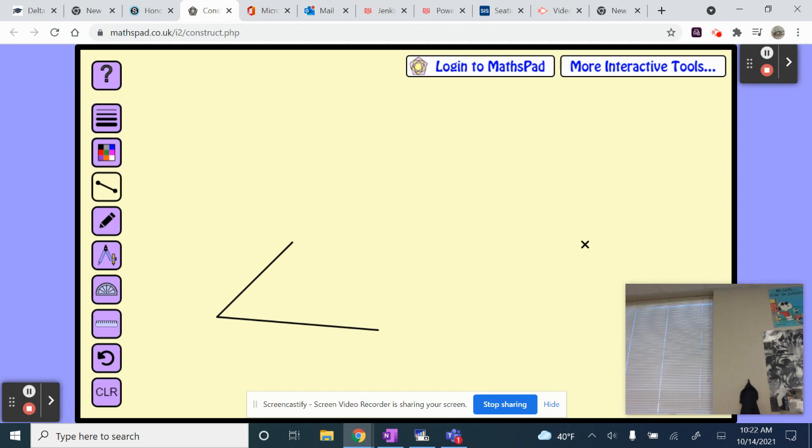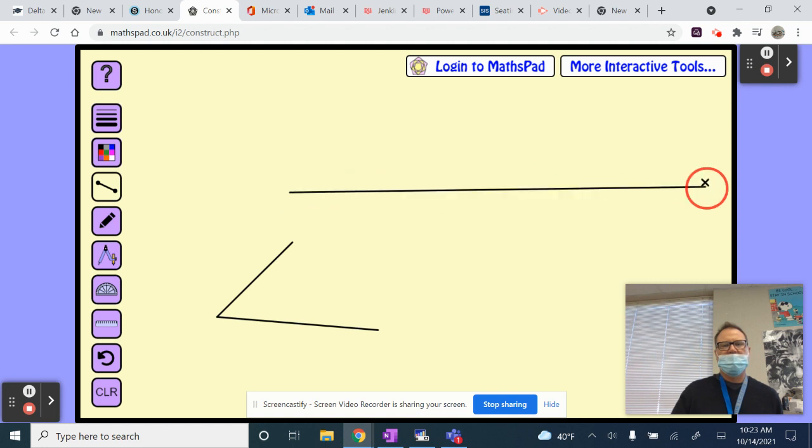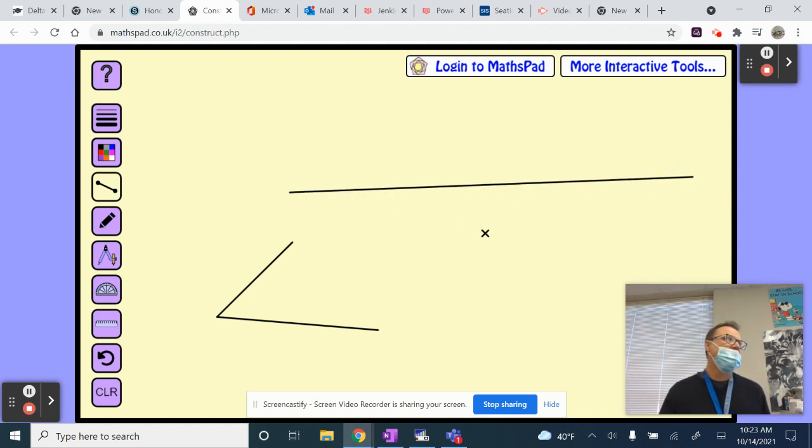What we're going to do is we're going to construct. Now, the next thing I want you to do up top is we're going to construct a ray kind of above it a little bit, but leave some room to work. So I'm going to construct a ray kind of out here. Now, I'm going to call this ray BC. So I'm just going to put a B on the end of my ray, and then I'm going to go way towards the end and put a C, because this is ray BC.